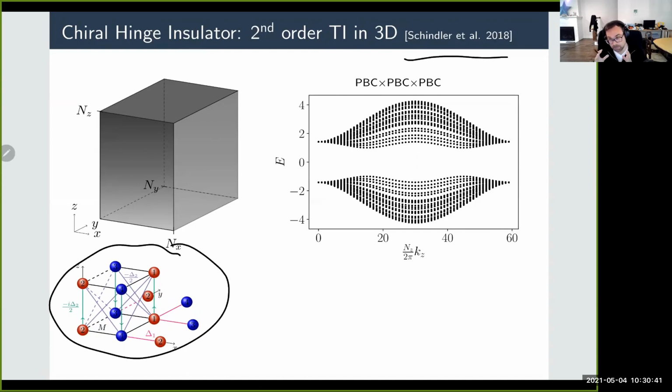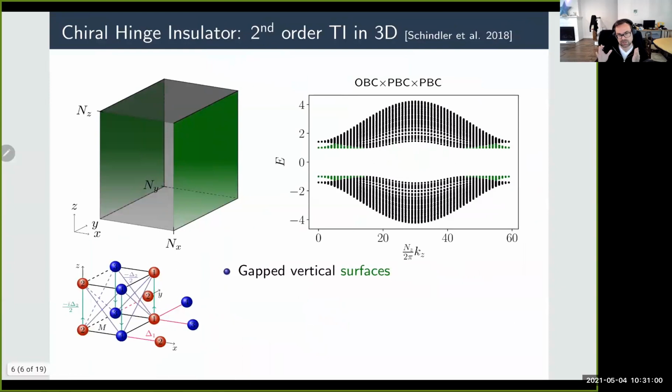So let's take a look at the bulk of the system, which is depicted on the left-hand side with this cube, and look at the dispersion relation of this model with the energy as a function of the momentum kz along the vertical direction. And as you can see, the bulk is gapped. Now, let's say I take a situation where you have boundary conditions in every direction. Let's say I take OBC in the x direction. So now I have 2 surfaces here in green, and I can see where they are in the band structure here, these green points. Now you see the surfaces are still gapped.